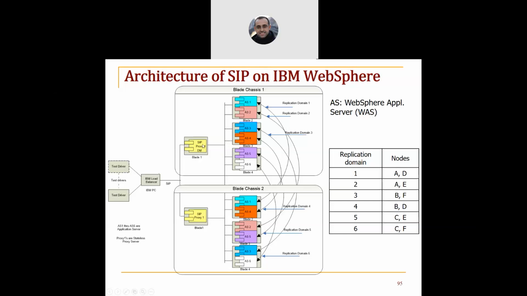Notice that there are 2 SIP proxies, proxy 1 and proxy. This should be blade 2 and proxy 2. I'm sorry. After this many years, I had not noticed this minor error. And app servers, there were 6 here and 6 here, 12 app servers. App server 1 in this chassis and app server 1 in this chassis are coupled together in what is called a replication domain.